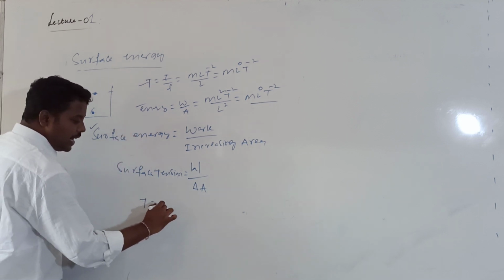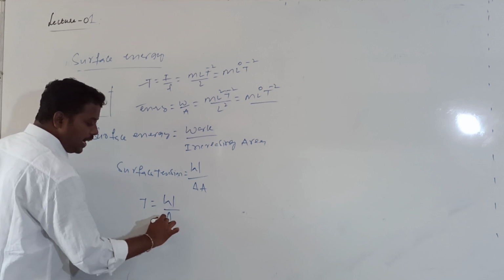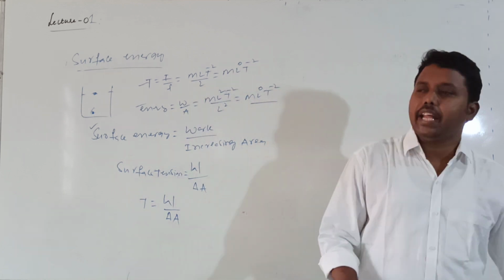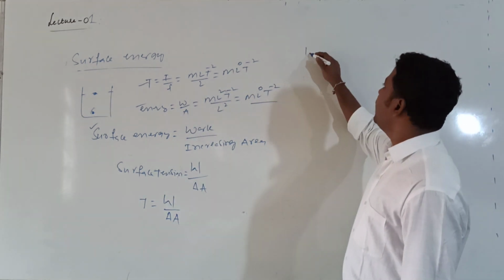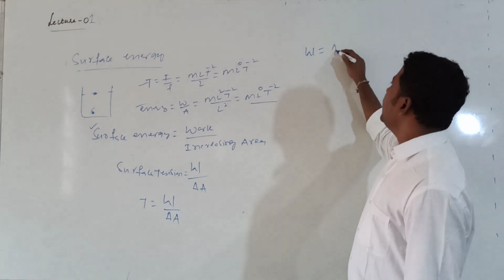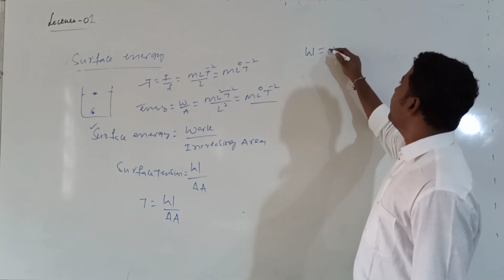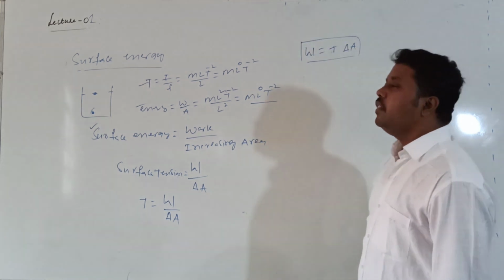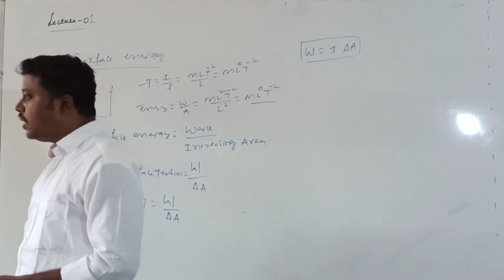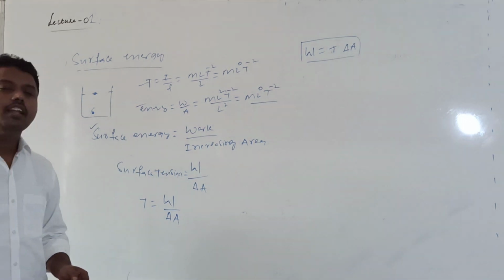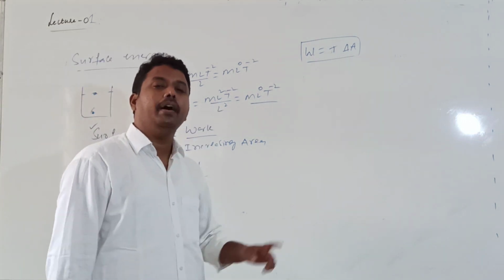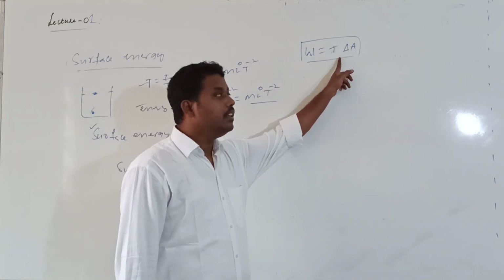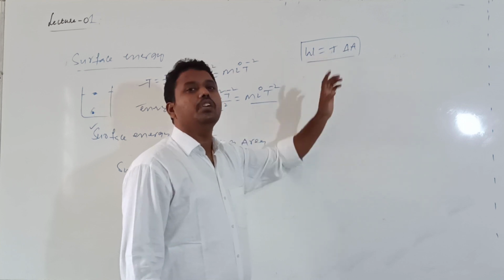So what can I write? T is equal to W divided by delta A, where delta A is the increase in the surface area. How much work has to be done for increasing the surface area? Work done is equal to T into delta A. This formula is very important for us. While doing numericals, we will get many applications based on this formula. What is W here? Work done for increasing the surface area by delta A. Again, it's the force due to surface tension, T. So delta W is equal to T into delta A.